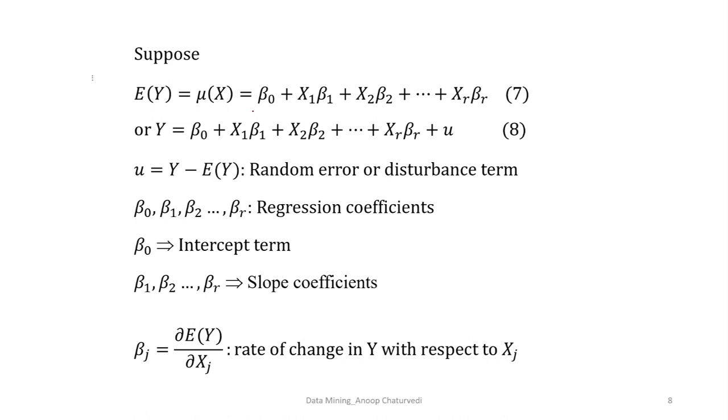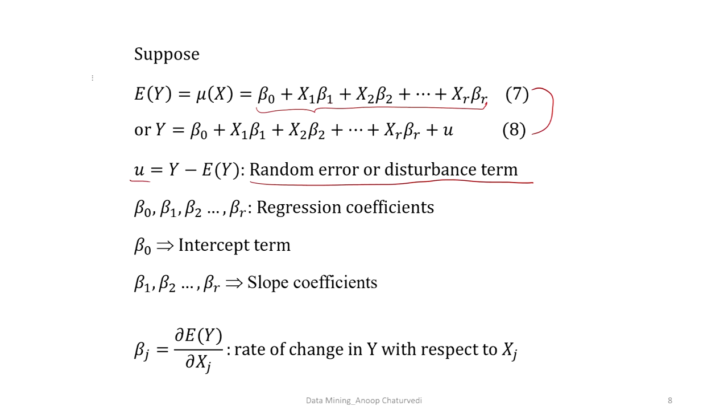Now, suppose expectation of y equal to mu x is a linear function of x 1, x 2, x r. So, mu x is equal to beta naught plus x 1 beta 1 plus x 2 beta 2, so on, plus x r beta r. Or you can say that y is equal to beta naught plus x 1 beta 1, so on, plus x r beta r plus u, where u is equal to y minus expectation of y. If you take the difference of these two, then you get u. U is the random error or disturbance term.